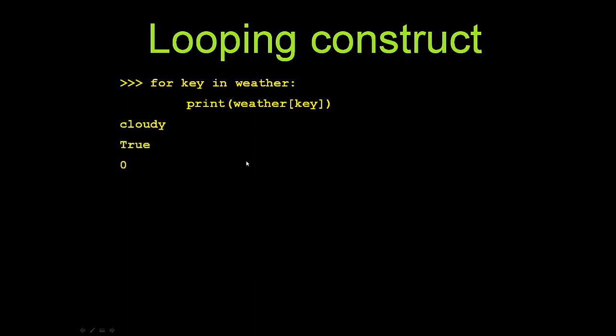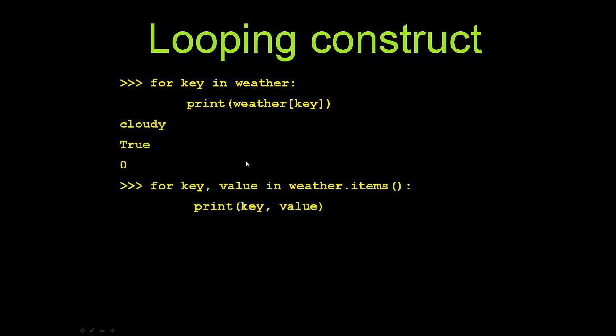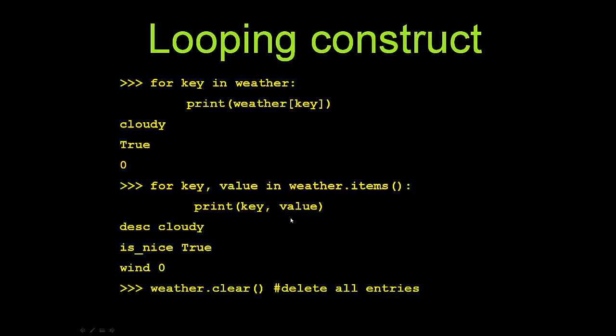Okay. Now it turns out you can also do this looping construct, whereby you can do for key in whether, and then you can just print whether key, and then you get all the keys. You can do for key comma value in whether.items, right? And you can print key value, you get these items. Okay, and you can clear the dictionary and clear everything inside.